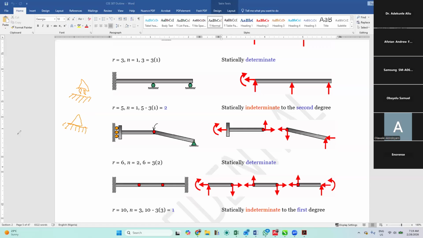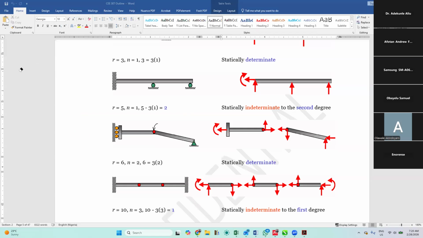So you can have this kind of for a pin support, you can have it like this. And for a roller support, you can also have it like this. It's not only like this that you'll be seeing for a roller support. So I think I can relate this. So let's be fast and move to the next segment.